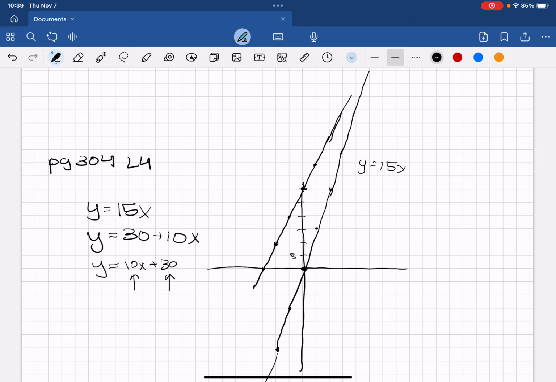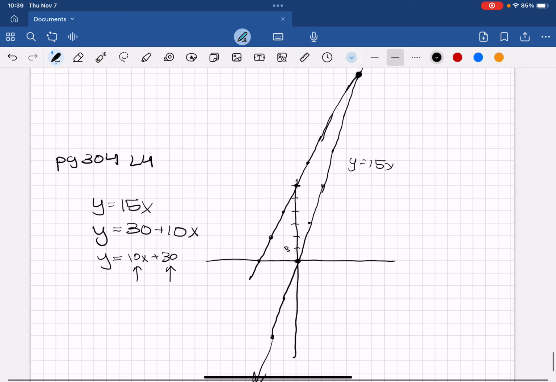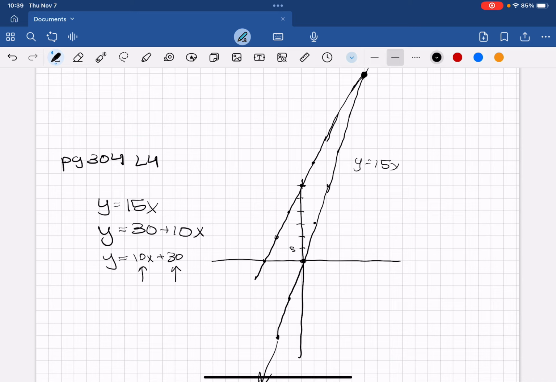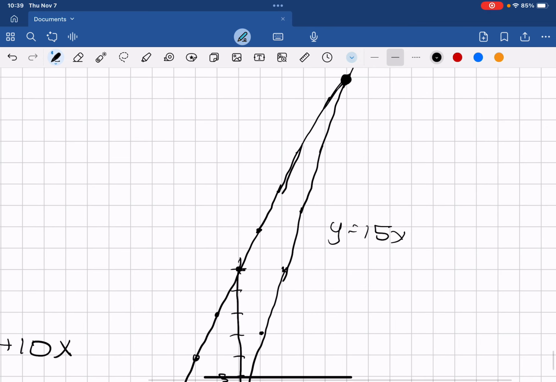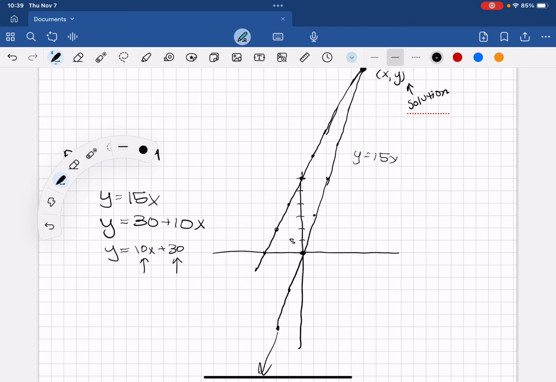We're going to go like this, and then way up here, we're going to eventually cross. This is a little messy and off, but normally on graph paper, if you graph it properly, you should be able to tell where this crosses. And this point is going to have an x value and a y value. That is called your solution, the solution of your simultaneous equations.